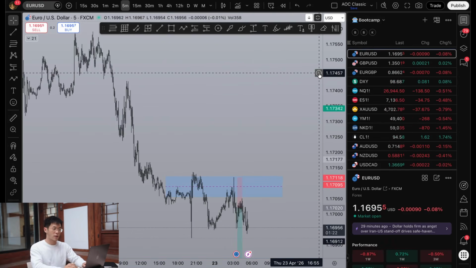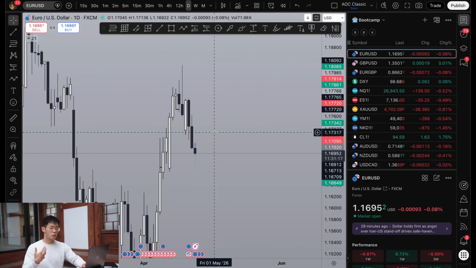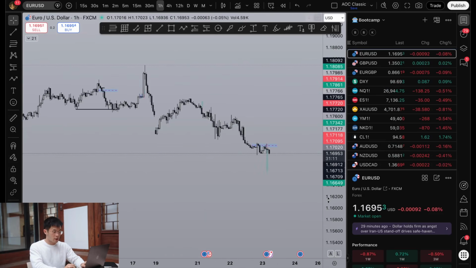But this is the power of having access to Forex, which is the fact that we have other opportunities when Bitcoin is deciding to just do nothing. So right now, let's take a look at Euro. So far, we have a bearish daily bias.